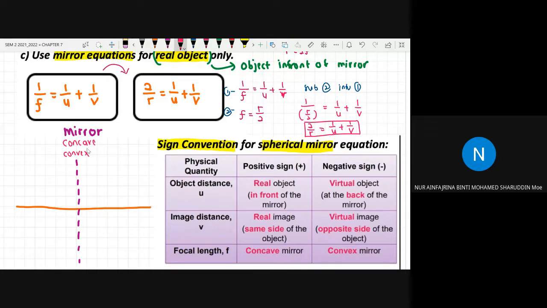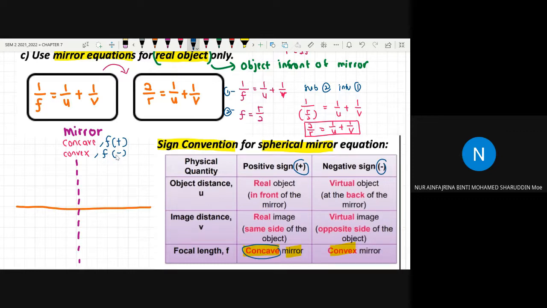Okay, first thing first, awak kena tahu adalah focal length. Tengok table ni tau. Focal length untuk concave mirror adalah positif. Whereas untuk convex mirror, focal length dia adalah negatif. So remember, concave focal length positive, convex focal length negative.